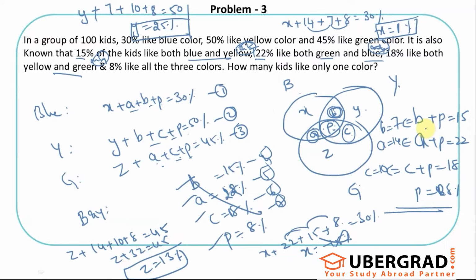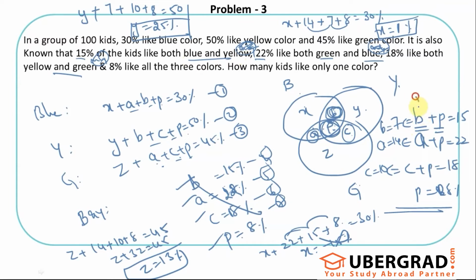So this is how it should have been. So that's why I think the question is correct. So it does not include the only words. Right? So it is also known that 50% of the kids like both blue and yellow. What you have to understand is both blue and yellow is not just this thing, also this thing. Right? That's why you have to write B plus P.